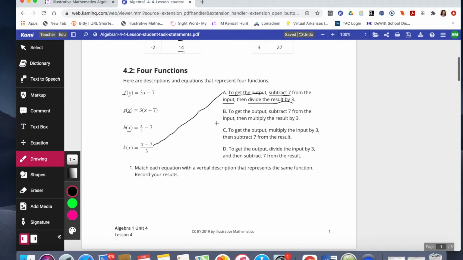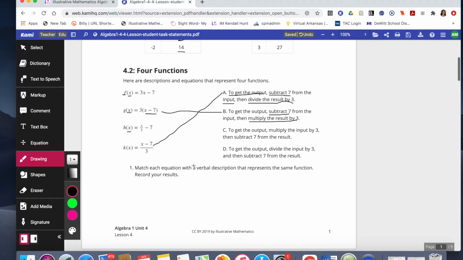All right, look at B. To get the output, subtract 7 from the input, then multiply the result by 3. So my input is x, I have to subtract 7 first, then I'm multiplying by 3. Well, this one looks like it's order of operations. We would multiply, then subtract. This one we would divide and then subtract, but look at this one. We have x minus 7 in parentheses, so that means I need to take care of that first. So I'm subtracting 7 from the input, and then I'm multiplying the result by 3. So that would be B.